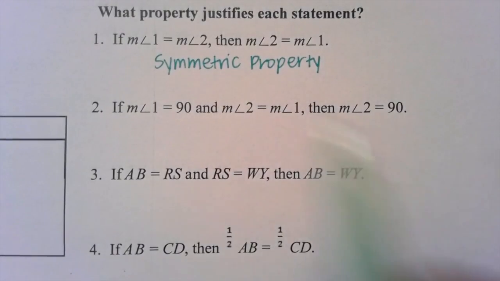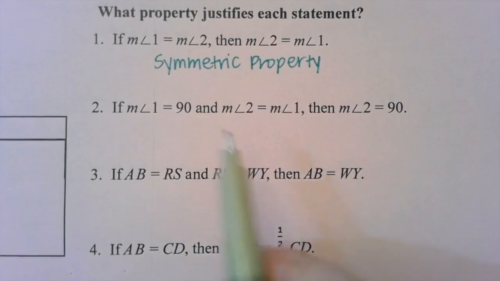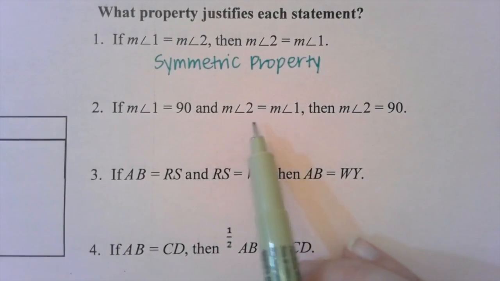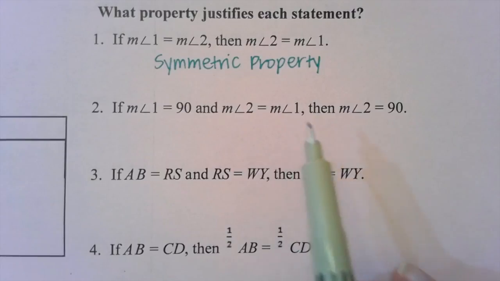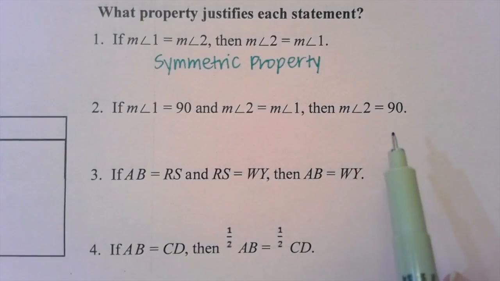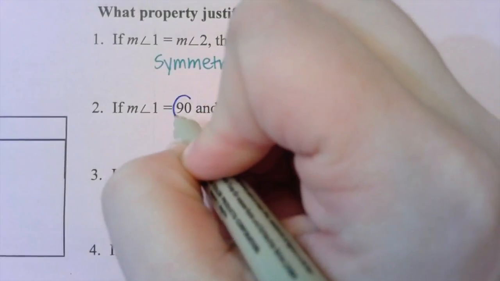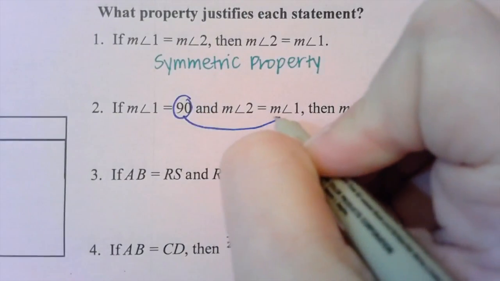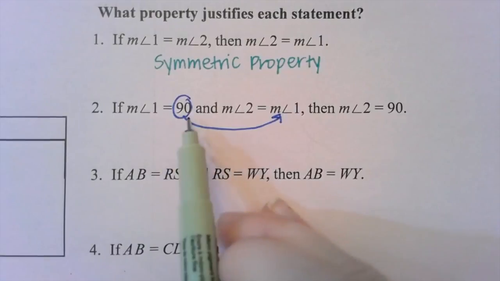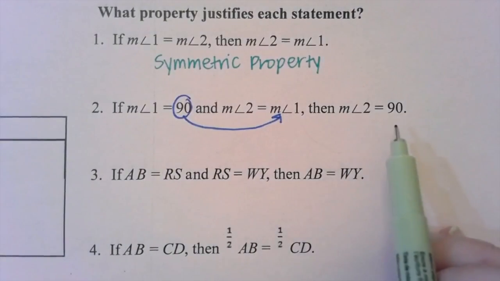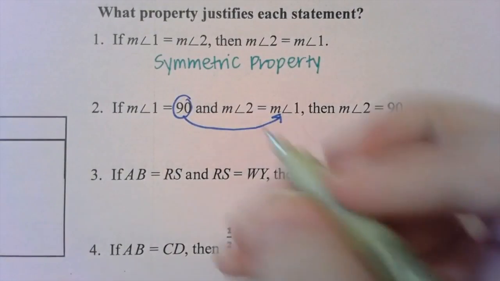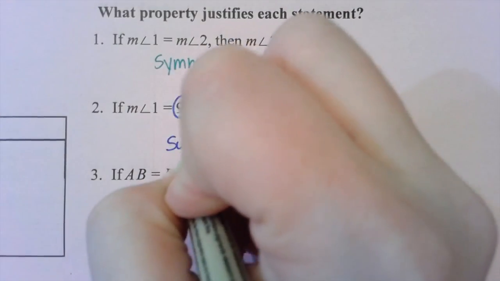Next we have if the measure of angle 1 equals 90 and the measure of angle 2 equals the measure of angle 1, well then the measure of angle 2 must also be 90. So basically what we can do here is substitute this 90 in for the measure of angle 1 since we know those are equal, and we would have that the measure of angle 2 equals 90. So that would be using the substitution property.